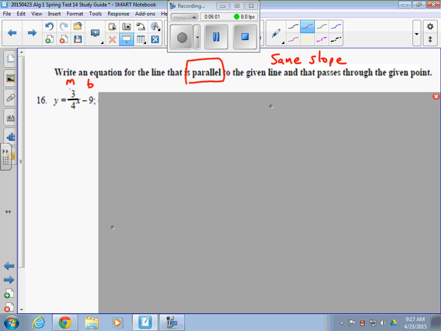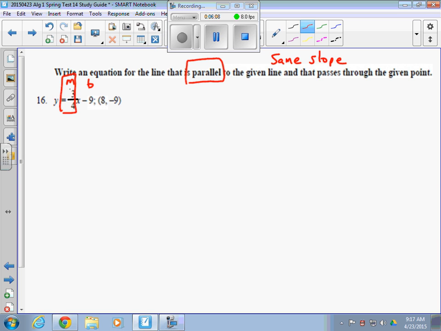So we know the slope is the m value. The only thing of interest right there for us is 3/4. So the m value of our new equation is going to be 3/4. The other part tells you it has to pass through the point (8, negative 9). Now we are given a slope and a point. Slope-intercept form is not the easiest method to use since we're given a point and a slope.